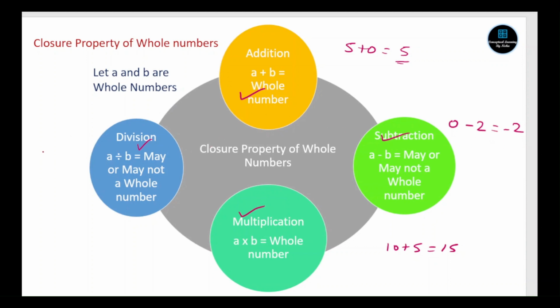And same thing for division. 0 is a whole number. If I divide 0 by a whole number, I'll get 0. But if I go vice versa, let's say I take 5 and divide by 0, they are both whole numbers, but this answer is not a whole number. Correct? It is not defined itself, right? So for closure on whole numbers, addition and multiplication are valid, and subtraction and division are not valid.